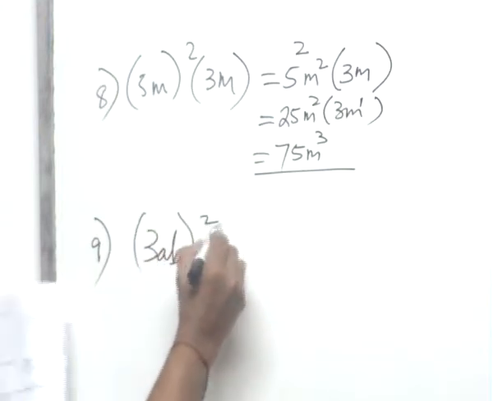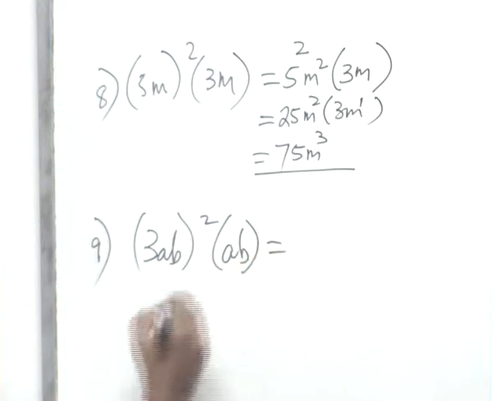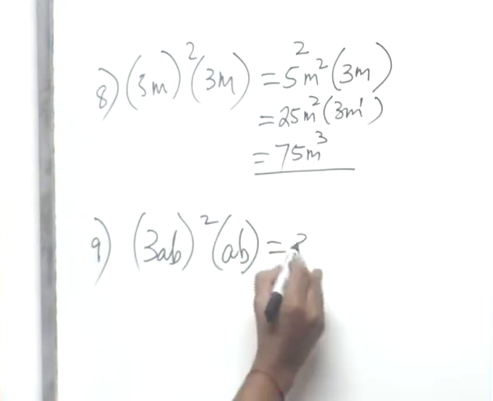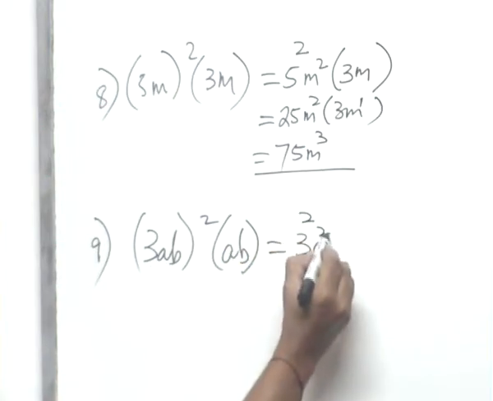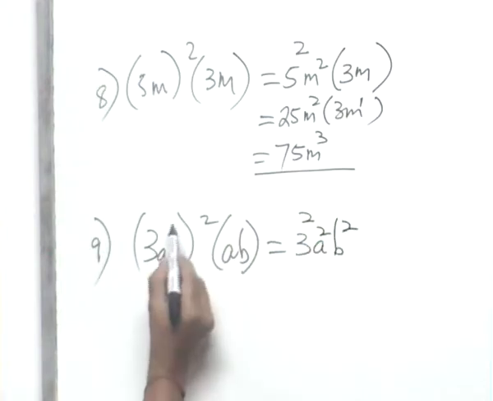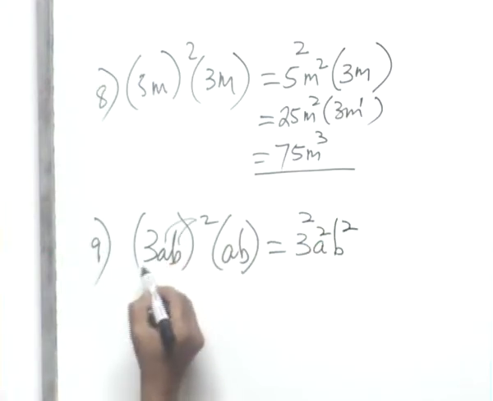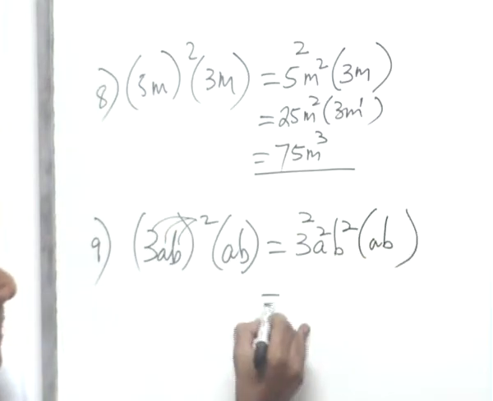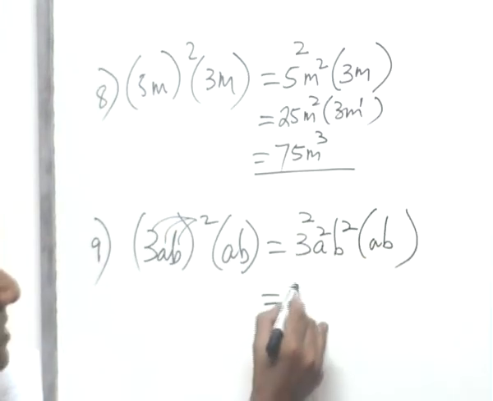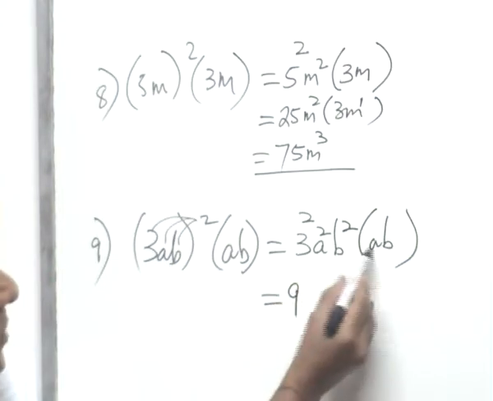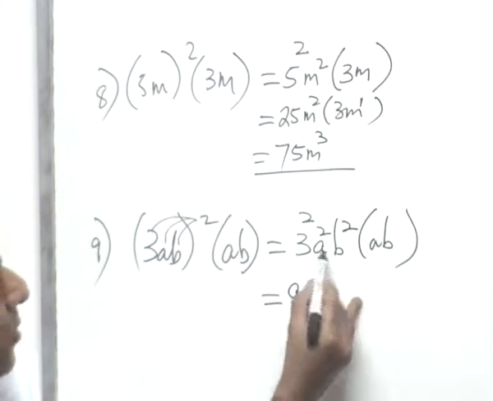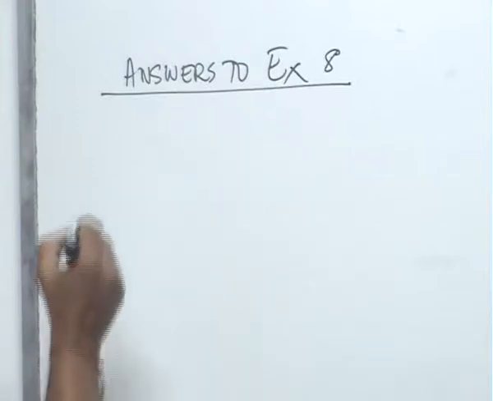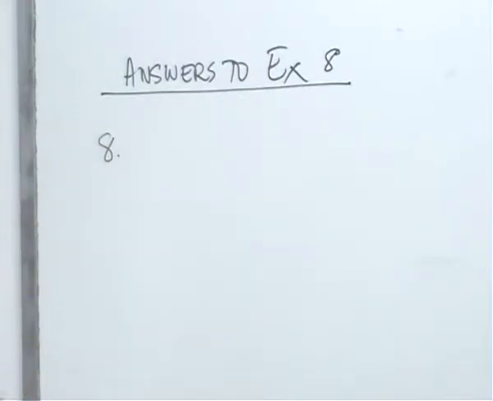3ab all squared into ab. So this will become 3 squared a squared b squared. You know why, right? By now you are used to this now. Times ab. So 3 squared is really 9. Now a squared and a will give you a cube. Number 8. Now study number 8 carefully.